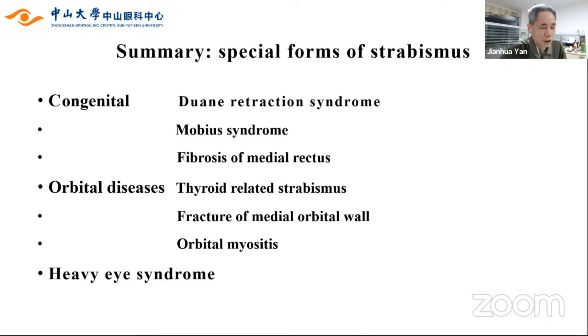Summary: we have seven cases, all of them are special forms of strabismus. The three congenital ones include Duane retraction syndrome, Möbius syndrome, and the fibrosis of the medial rectus. Three are orbital diseases, including thyroid-related strabismus, fracture of the medial orbital wall, and orbital myositis of the medial rectus. The last one is heavy eye syndrome.